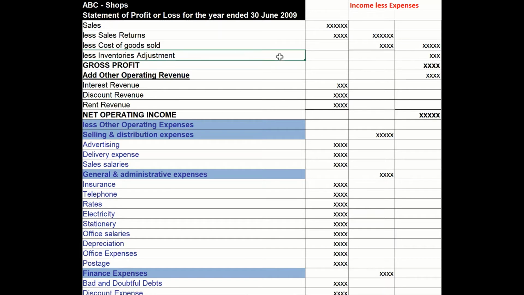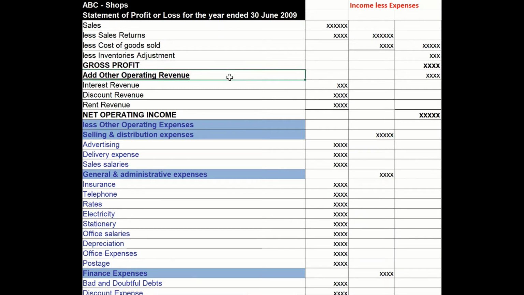And now I go less inventories adjustment. Sometimes when a physical stock taking took place, the business realized that some products might be obsolete or stolen, and they adjust, in other words subtract, the inventories they've written off. And that gives me what we call gross profit, which means a big profit, right?